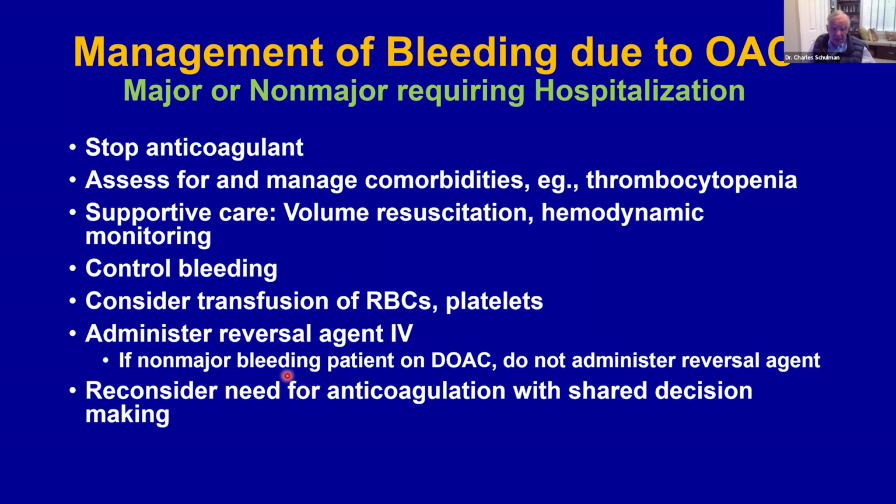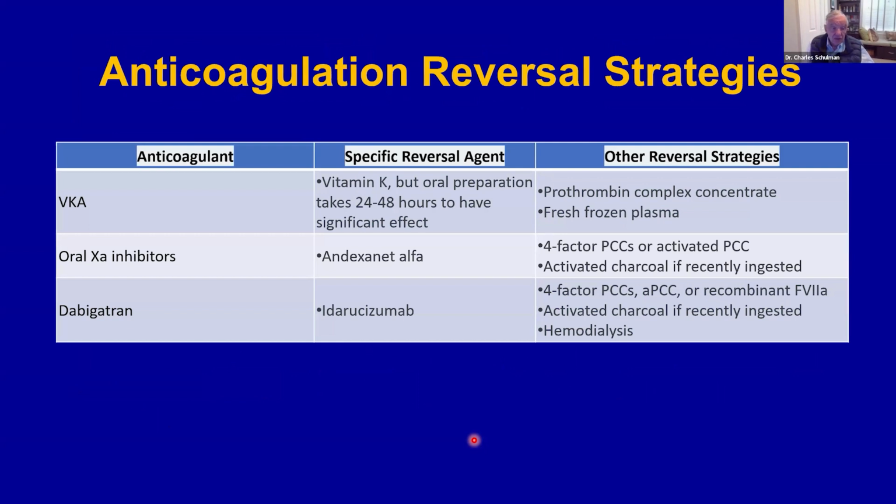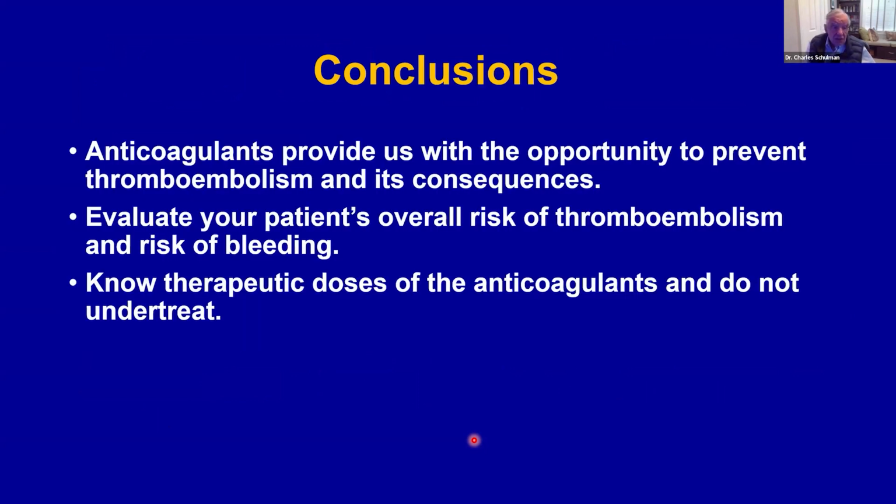Although if there's non-major bleeding in a patient on direct oral anticoagulant, do not administer a reversal agent, and consider the need for anticoagulation. Reconsider the need for anticoagulation with shared decision-making. These are the reversal strategies for warfarin. It's vitamin K, preferably IV in the case of active bleeding, because the oral preparation takes 24 to 48 hours to have a significant effect.